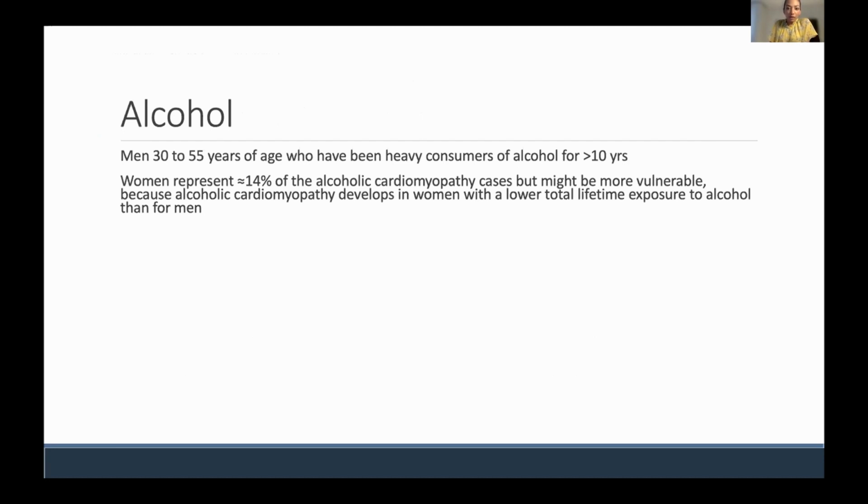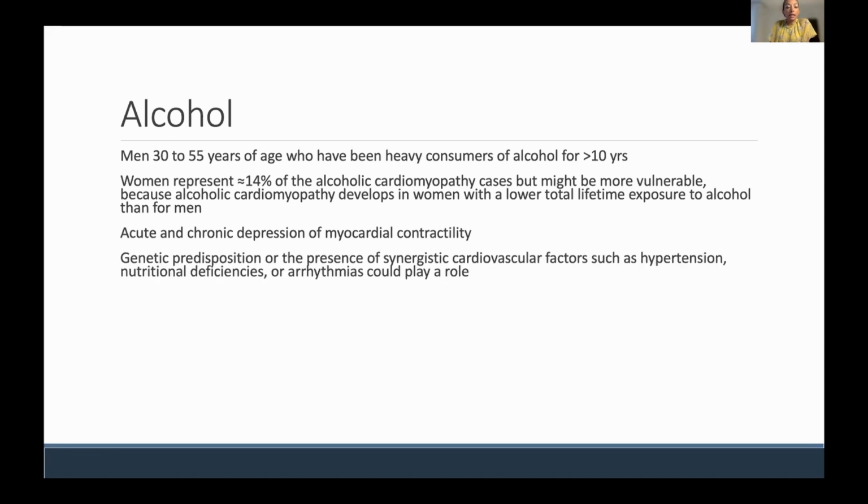Women represent a smaller percentage of alcoholic cardiomyopathy cases, but they may be more vulnerable because women do develop it with a total lower lifetime exposure to alcohol than men. Alcohol in the acute setting as well as chronically depresses myocardial contractility and is a direct myocardial toxin. There can be genetic predisposition or presence of other factors like hypertension, nutrition deficiencies, and arrhythmias that can play a role in the development of alcoholic cardiomyopathy. The general management for this is essentially similar to any other heart failure, and total abstinence from alcohol in addition to conventional management for heart failure is recommended.